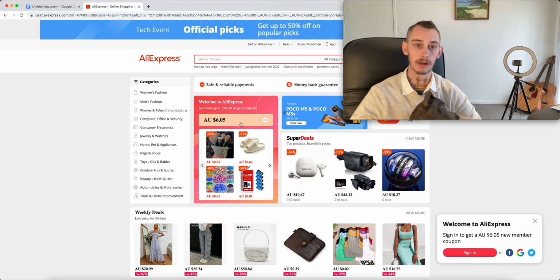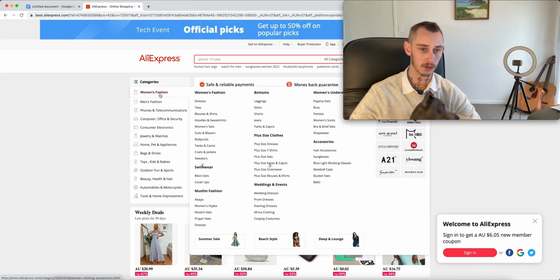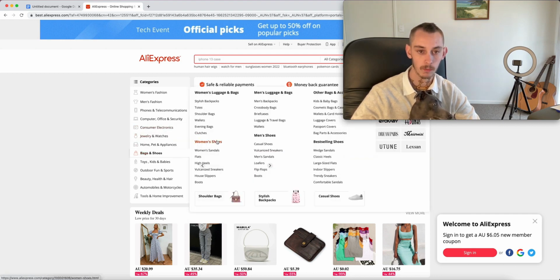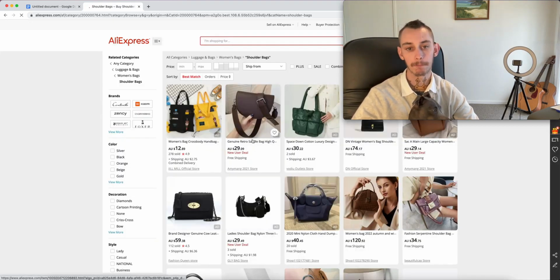Anyway, I'm going to show you an absolute banger that I personally sold and made a ton of money on. Women's bags. So, let's look for accessories. Where have bags moved to? It's been a hot minute since I've been on here, alright? Jewelry and watches, bags and shoes. Women's bags. Women's shoulder bags and totes. Let's have a look here.